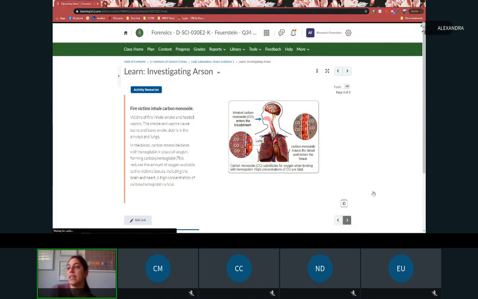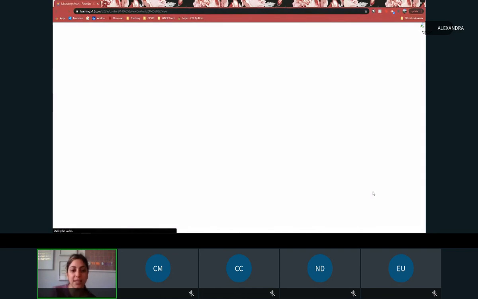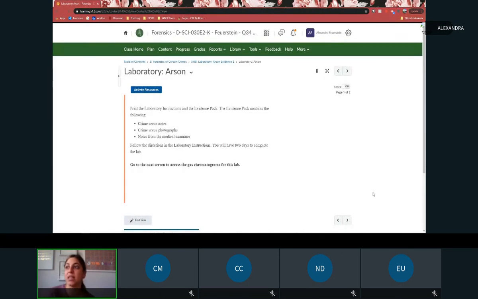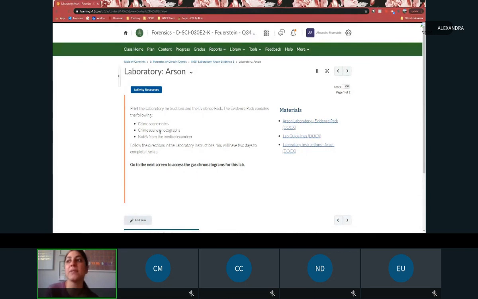So that is the introduction. That's like the basics. If you haven't gone through the arson lesson to begin with, then this is going to be a great place to start with some background information. In the evidence pack that you all just downloaded, we're going to have some crime scene notes, the scene photographs, and then notes from the medical examiner. So you're going to take a look at the laboratory instructions and complete this lab.